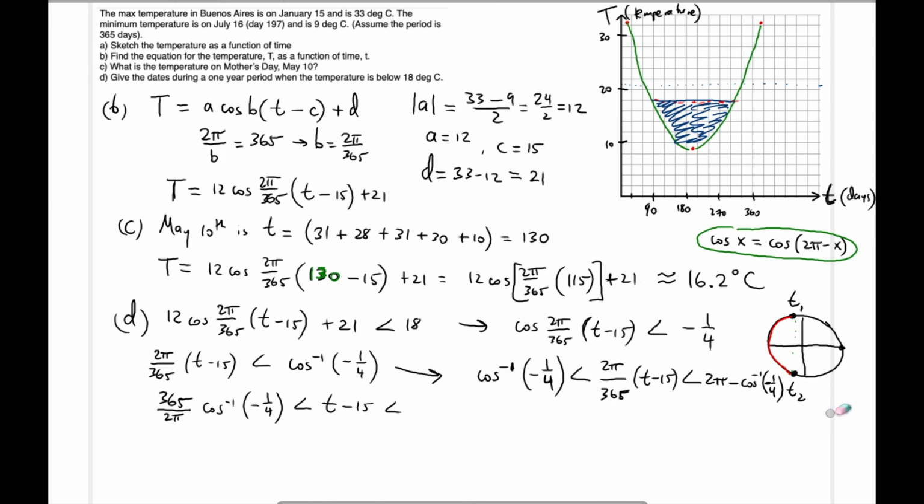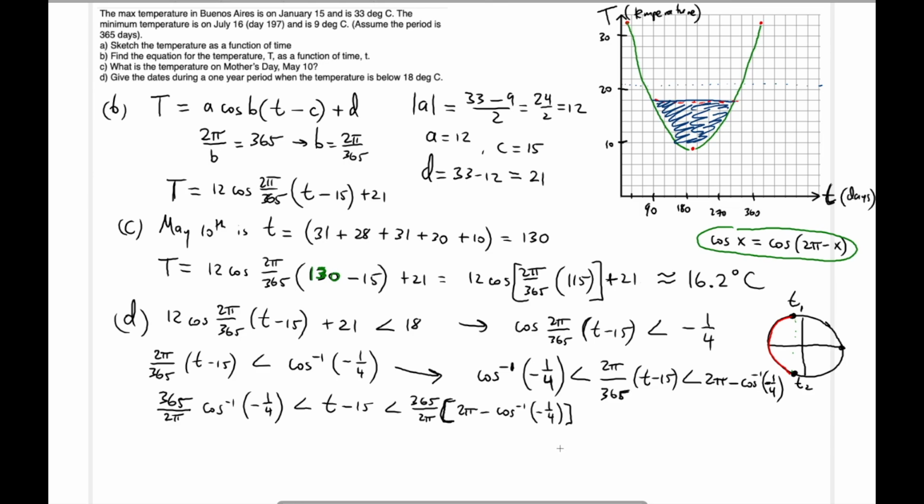Let me erase this so that we're not distracted by it. That's the t2. I'm just going to write it small here, t2. Okay, so you're going to have to multiply this reciprocal to this whole expression that has two terms, right? So it's going to be 365 divided by 2 pi. Let's use brackets because this is huge. 2 pi minus the arc cosine of -1/4.